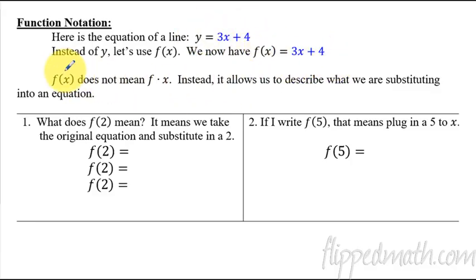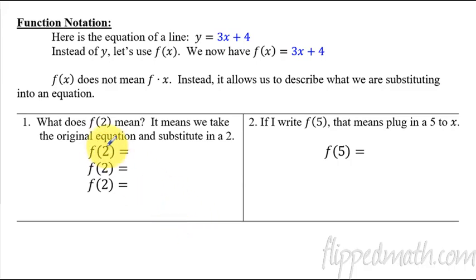Now when I say f of x, I'm including a little word "of" in there. It does not mean f times x when you see this. It's not f parentheses times x, it's f of x. So instead it allows us to describe what we're going to plug into the equation. So here's what I mean by that. f of 2. What in the world does that mean?